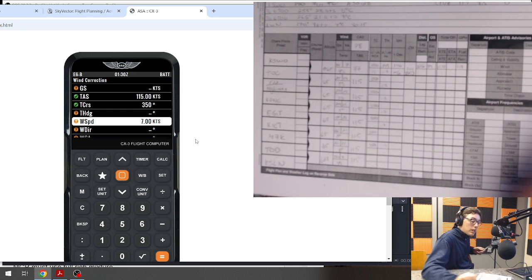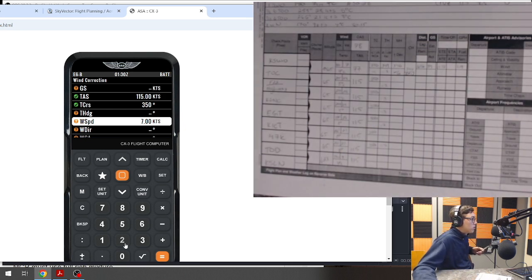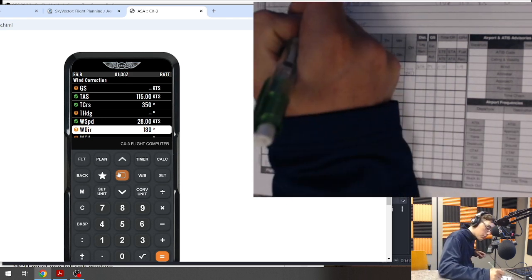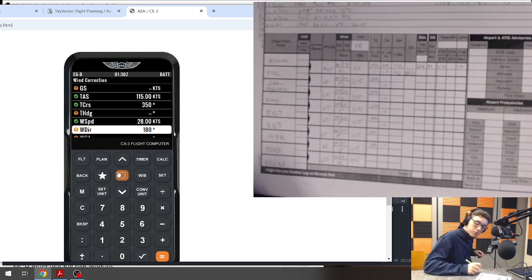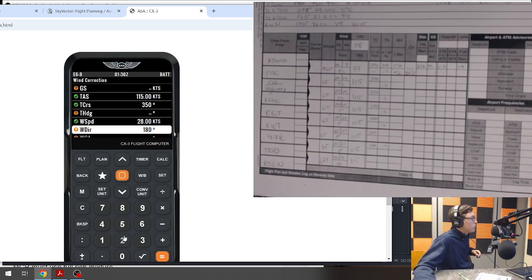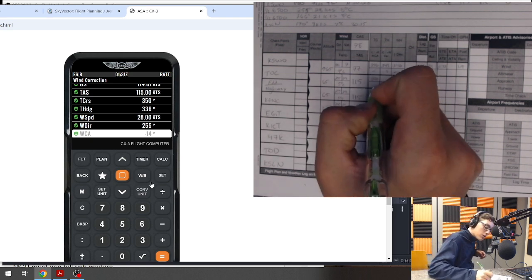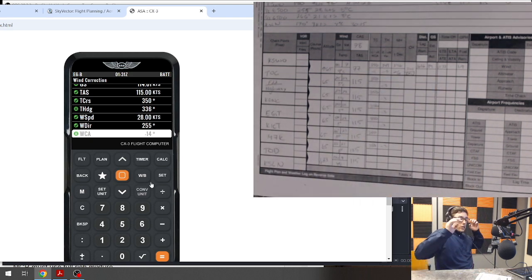Wind speed, 28 knots. 28 knots with a wind direction of what? Well, let's look. 2, 5, 5. Let me make sure you guys can see that. 255. Wind correction angle of minus 14 degrees. Now, let's imagine we are heading almost north, winds coming all the way from the left to the right, from the west, a crosswind of about 20 knots.